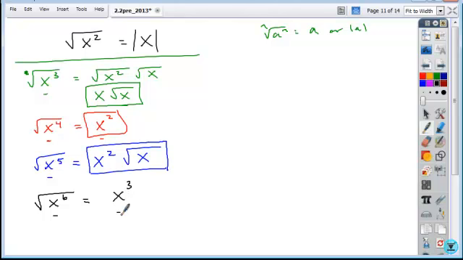So what happens here in our simplified form? If x was a negative, are we guaranteed that this simplified form is never negative? No. So what do we need around the x? Absolute value. And so that would be your simplified form. You would need absolute values for that one.